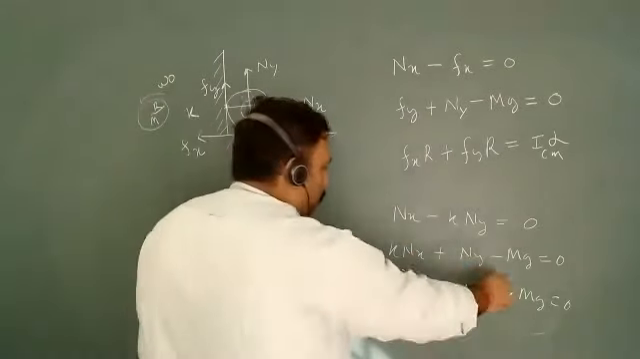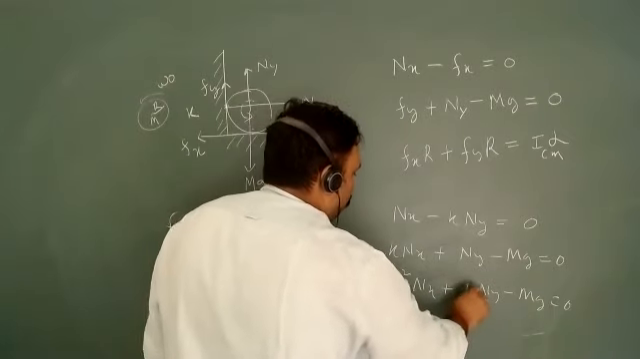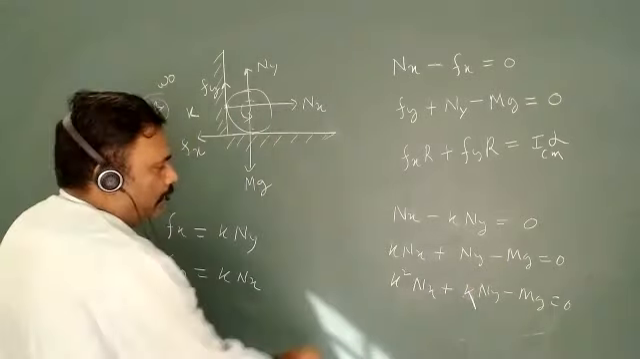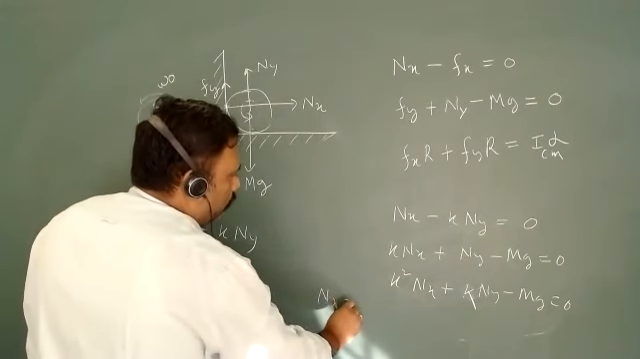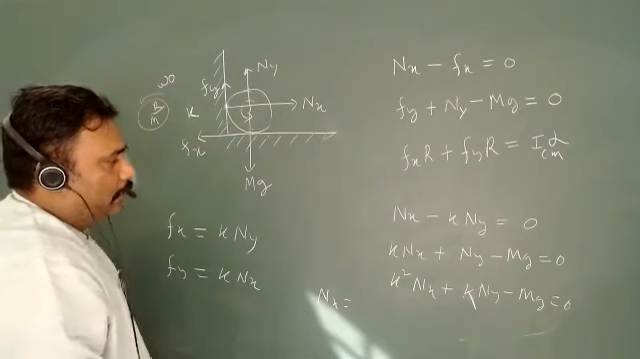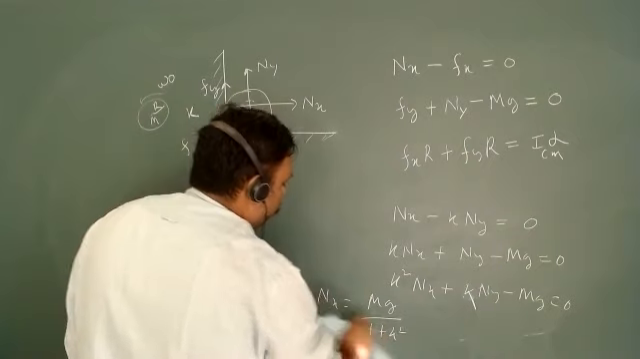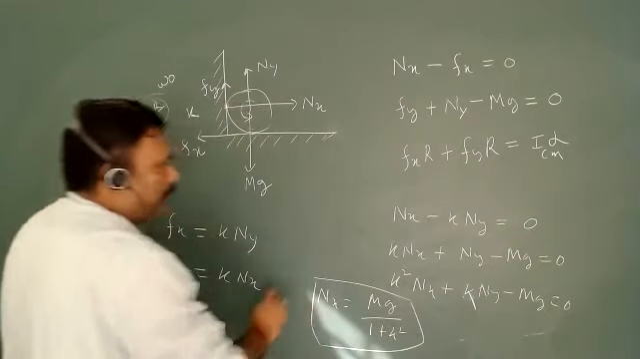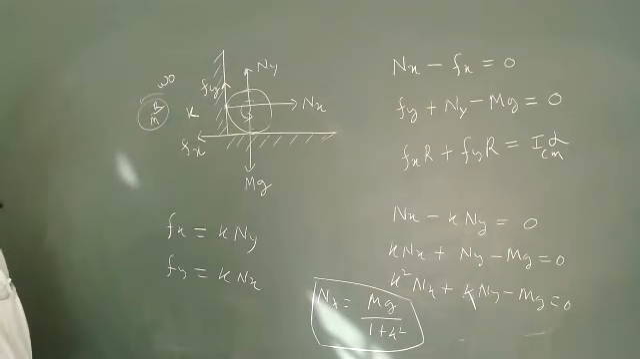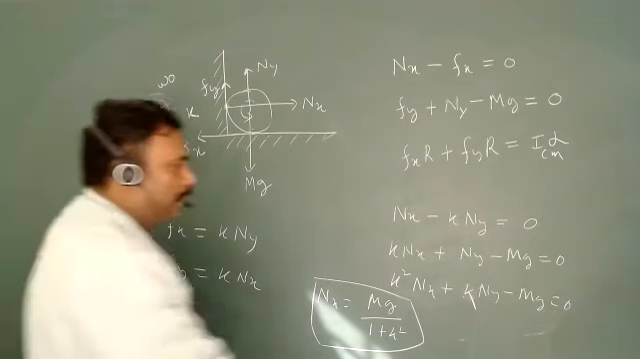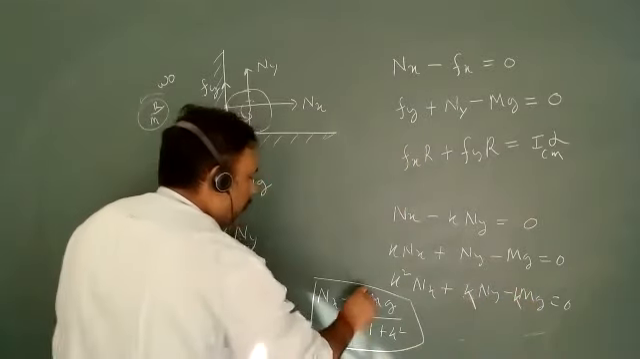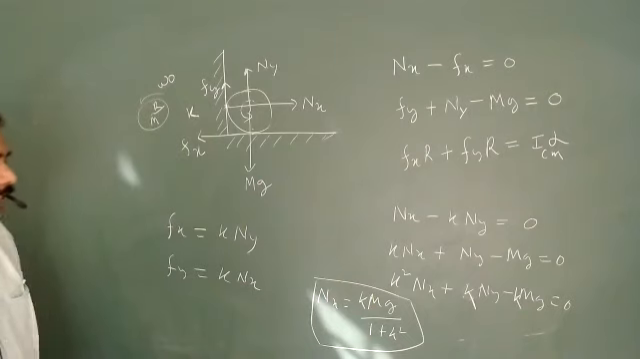So you can add it. So then this is K. This and this will cancel out. So we have Nx is equal to, what is the value of Nx? The Nx is equal to Mg upon 1 plus K square. This is the value of Nx. And what is the value of Ny? Sir, there will be K in the Mg also. Yes, sorry, there is K in the Mg also. Good. So Nx is equal to K Mg by 1 plus K square.